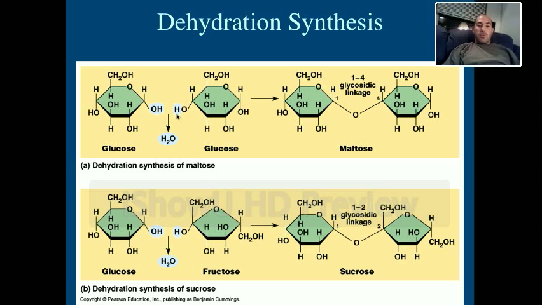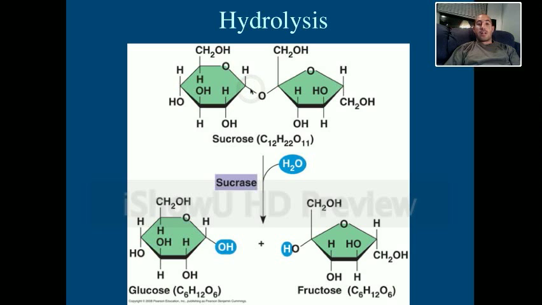Here we see it again with glucose and fructose forming sucrose. At the bottom, the water coming out. To dehydrate means to pull out. Hydrolysis would be the opposite. Hydro means water. To hydrate means to drink a lot of water.